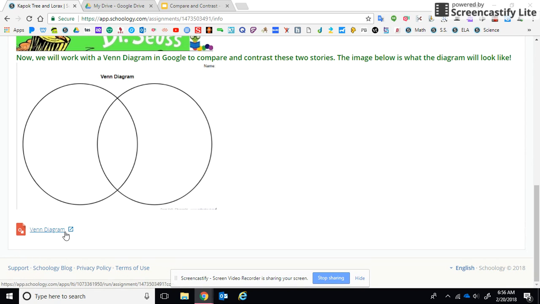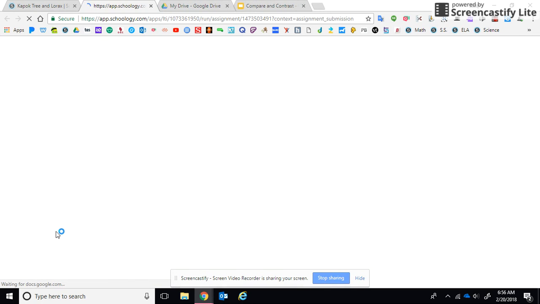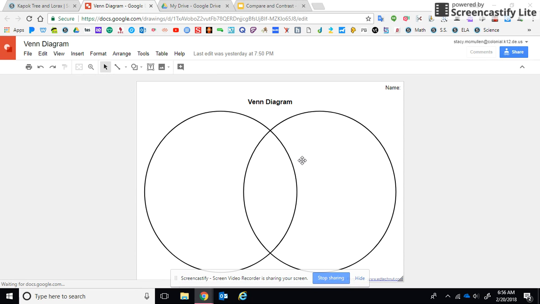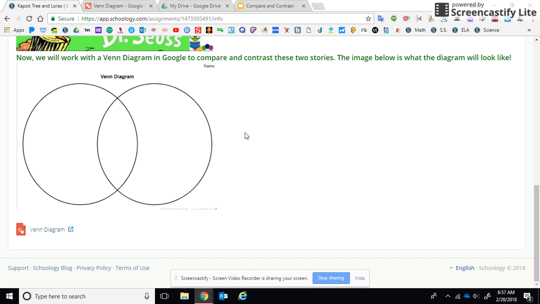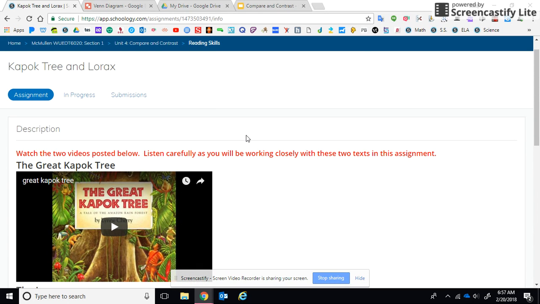To get to your assignment, you will click on Your Assignment, it will take you to something that looks like this. I will then help you and show you how to add text into the diagram. We have done it before in the past with Google Drawings, but I will walk you through it again. When you are finished, you will submit your assignment and I will get to see it.